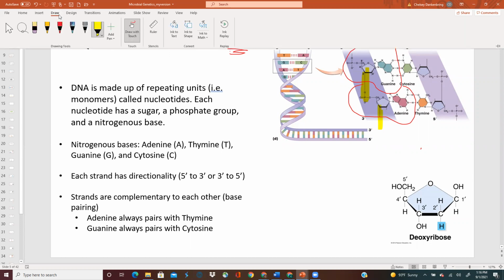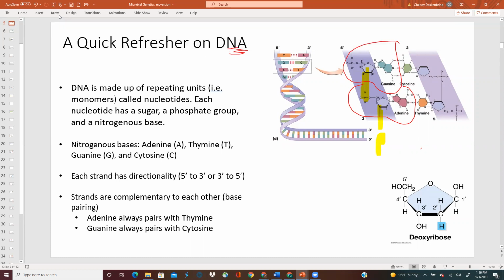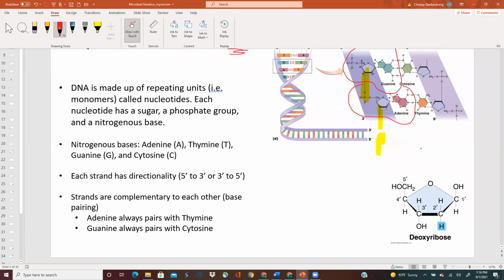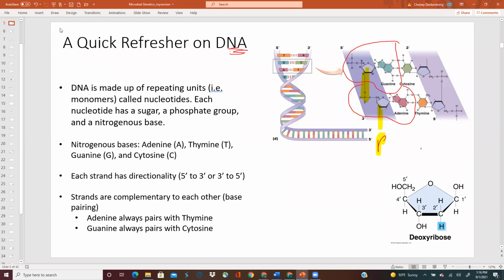So again, it connects the sugar of one nucleotide. It's going to connect the sugar of that second nucleotide, and that would connect the phosphate group of the next sugar. So here's the sugar, it's a little 5-carbon sugar. There's an oxygen there. And then here would be the nitrogenous base.